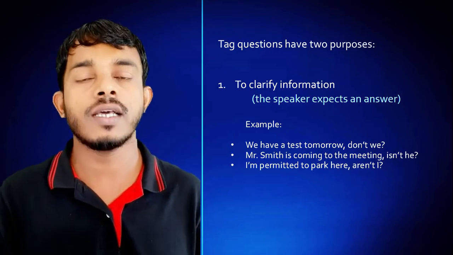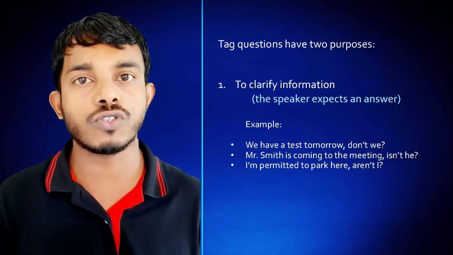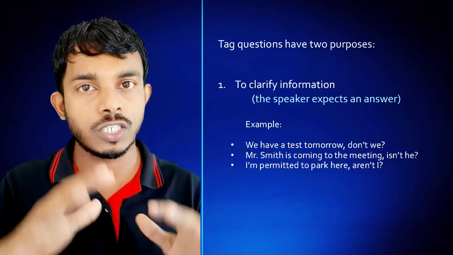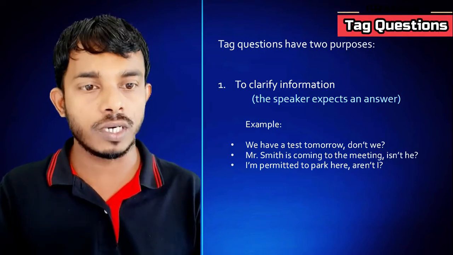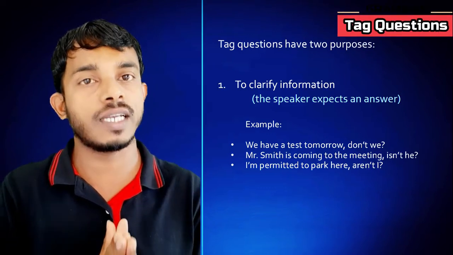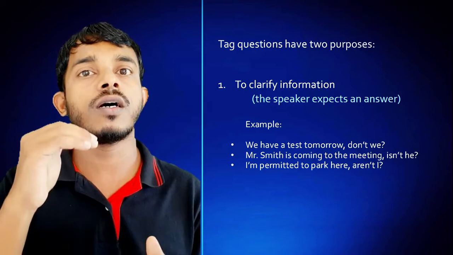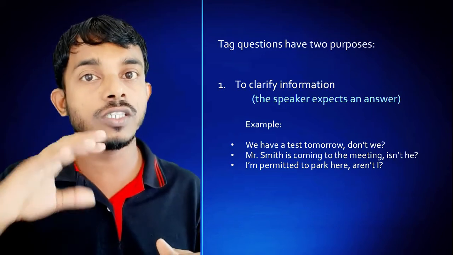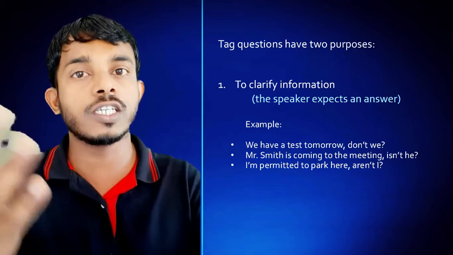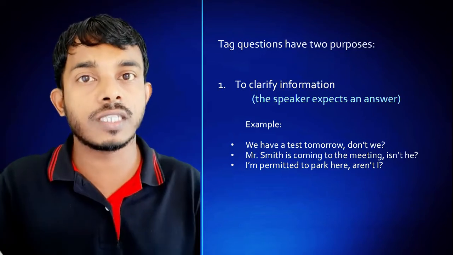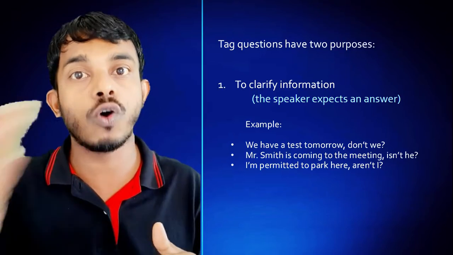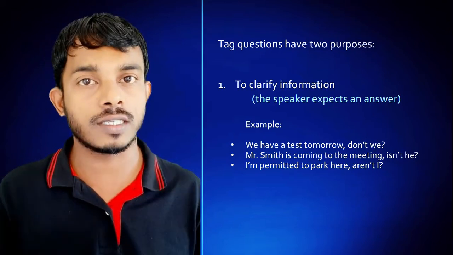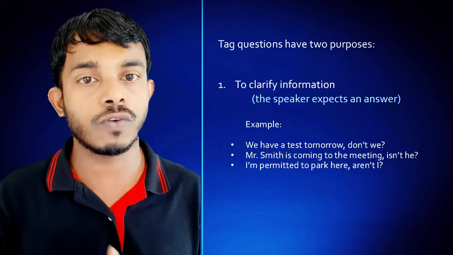Already I have said that one of the usages of tag questions is to clarify information or to ensure the information, just to clarify it, make it sure. That is the use. The speaker expects an answer. When he is trying to clarify it, that means there is genuine doubt that he is asking the listener. In that case, the speaker expects a yes or no answer from the listeners. So that is one of the usages of question tag.